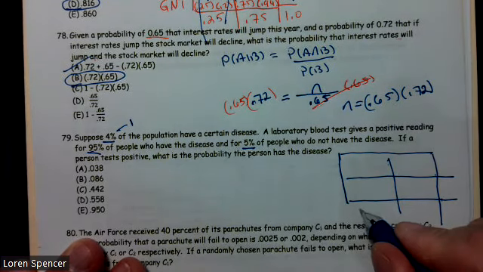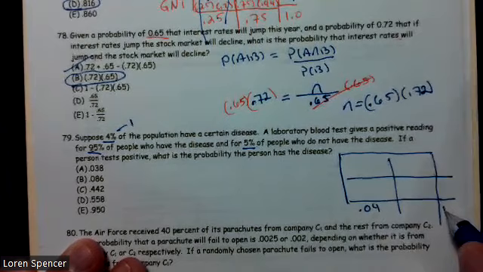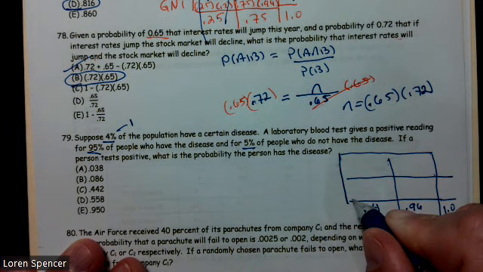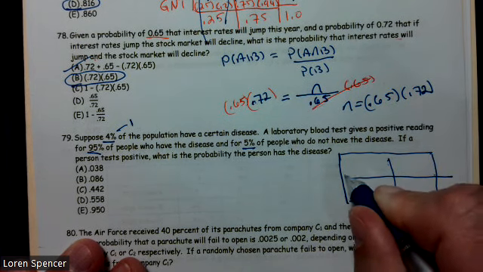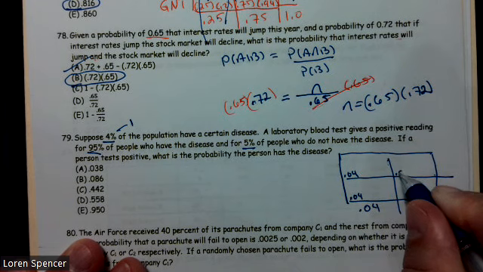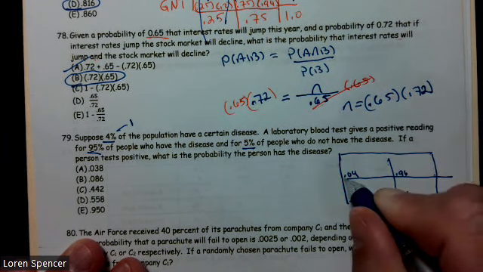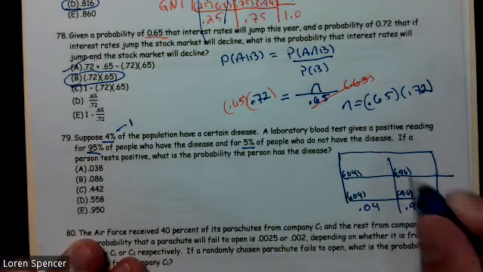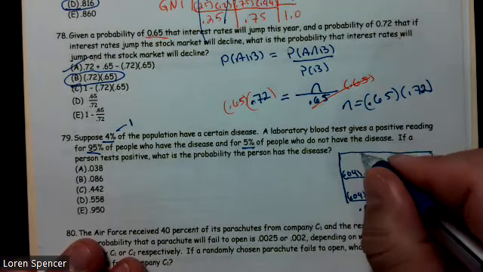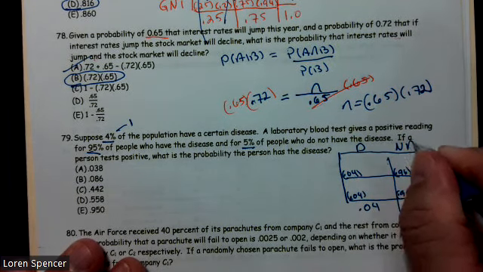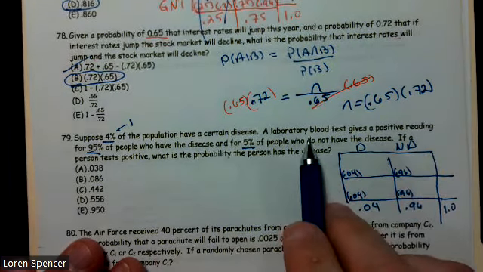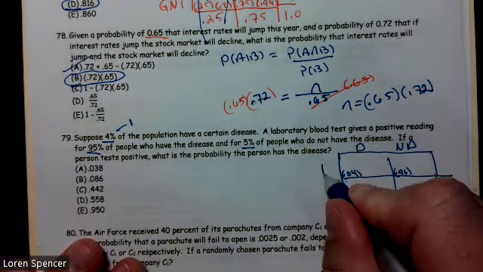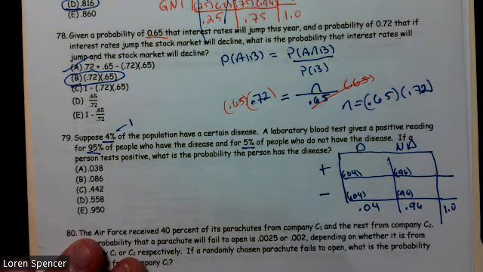So 0.04. This number is always 1. 1 minus 0.04 happens to be 0.96. I can write these small. 0.04, 0.04, 0.96, 0.96. We just bring those up. This is the probability of a disease. This is not disease. And what was the other variable? Positive. Oh, so we're giving test results. So my other is test results, which is positive and negative.